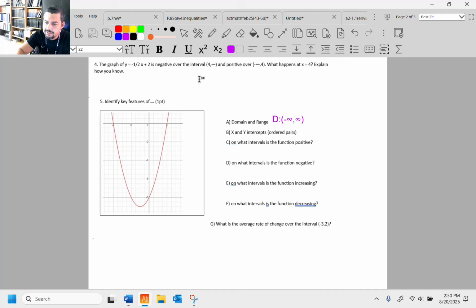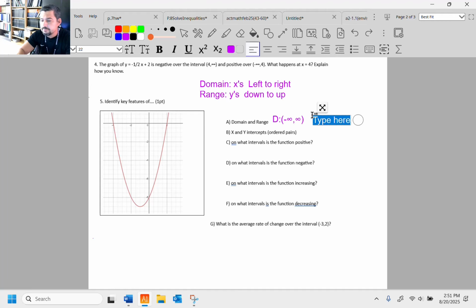And I know I've got a lot of kids who are struggling with domain and range. Domain is your x's, okay? It's about your left to right. Range is your y's, which is about your down to up. So when I talk about my range here, my low y value is at -7, and it's a point. There's not an open hole or anything. It's -7, and we rise on either side of the parabola to infinity.